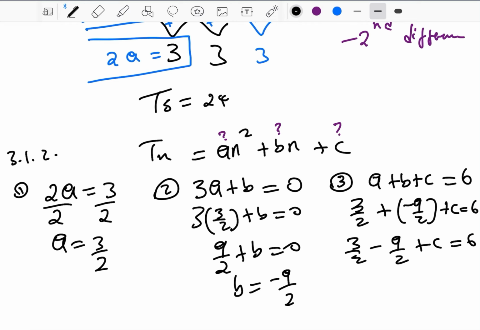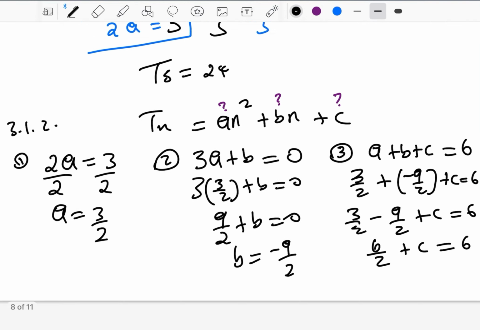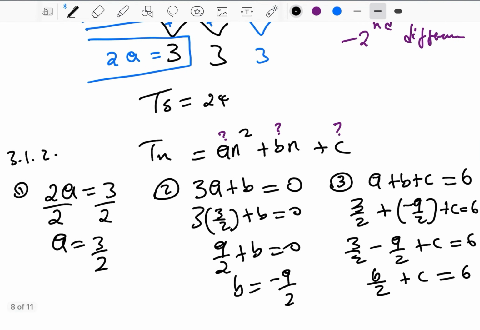So 3 over 2 minus 9 over 2 is basically 6 over 2, plus c is equal to 6. And 6 over 2 is 3, plus c is equal to 6. Therefore, c is 6 minus 3. So if you take 3 to the other side, it's going to be 6 minus 3. Excuse me. Let's just go back here.